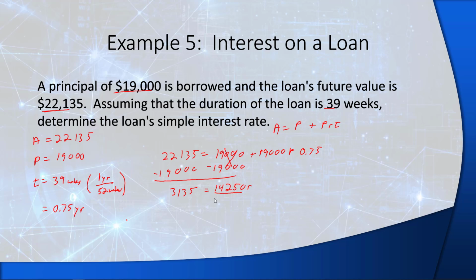We can now divide both sides by 14,250. These cancel, and we will have that R is equal to 3135 divided by 14,250. Okay, however, this is R as a decimal. We want to write this as a percentage, so to do this, we're going to multiply this by 100%, and that will give us 22%.